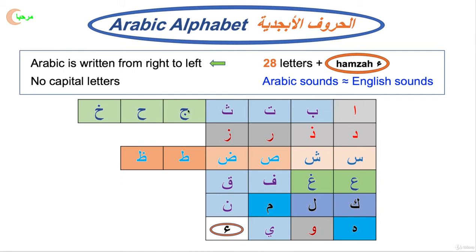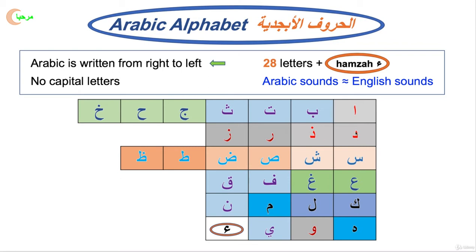Now the next set here, what's the common thing between the 3? Again, shape. What's different? Dots. This one has 1 dot below. This one does not have a dot. And this one has 1 dot above. The letter here that we start with, we are just going to keep it by itself for now.